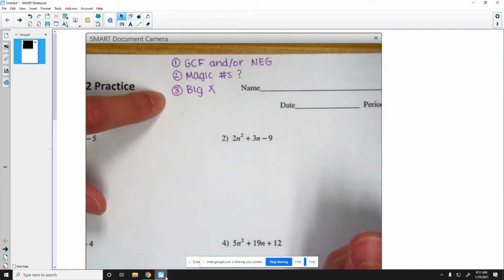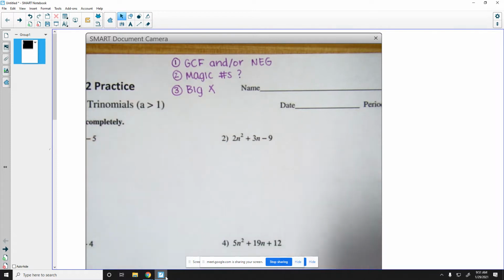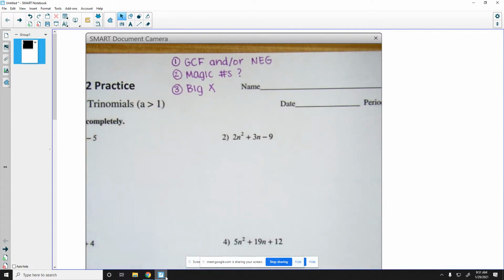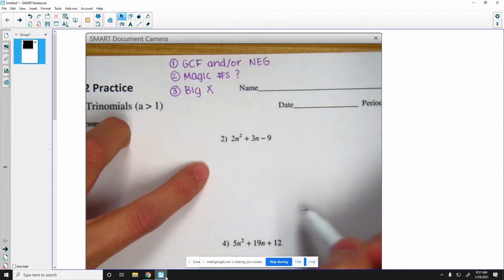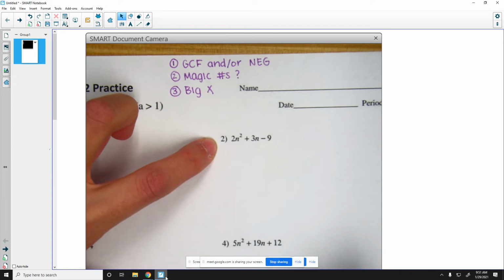So this is the order. If you follow from step 1 to step 2 to step 3, you really should be okay, I think, in terms of getting the right answer. And remember, you can always double check your answer by multiplying it out, and you should always get the original problem, okay?